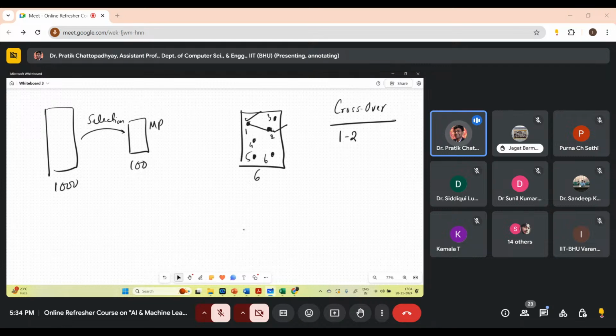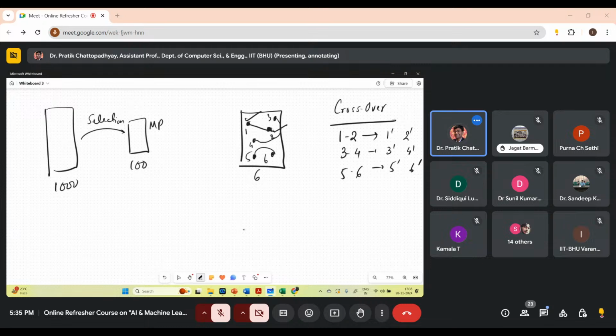This we randomly decide, which 2 solutions will get combined. Let's say 3 and 4 will get combined and 5 and 6 will get combined. But 1 can also be combined with 3, or 1 with 6. So it is randomly decided. So 3, 4 get combined, 5, 6 get combined. After combination, we get new solutions, say 1 dash, 2 dash, 3 dash, 4 dash, 5 dash, 6 dash.